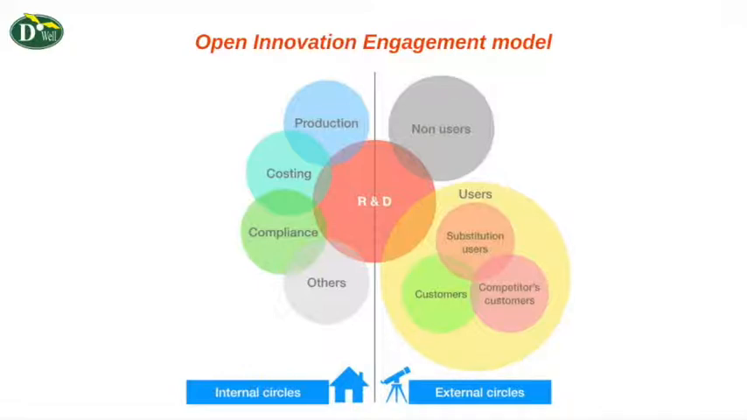That's called substitution users. The other way, very simple, we can say that in the case of soft drinks, one person is completely avoiding soft drinks and using tea or normal drinking water. This again is a substitution user. And competitors' customers. Obviously there are other companies doing the same type of products. The competitors' customers are also connected to the users. These are the circles used for user experience research.